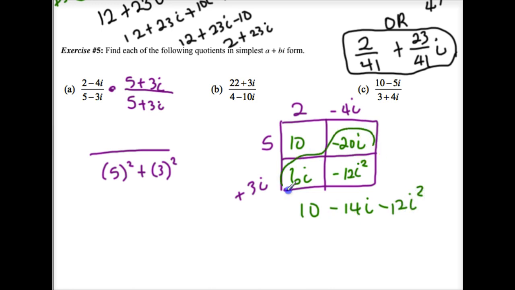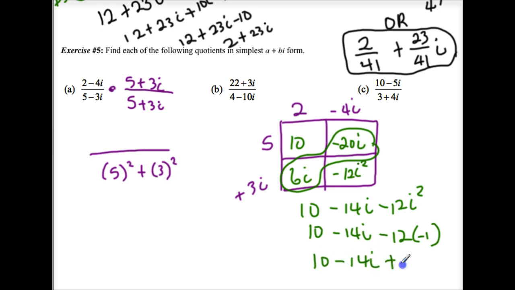These are my like terms, remember that. 10 take away 14i minus 12 times negative 1. 10 take away 14i plus 12. This works out 10 plus 12 is 22 minus 14i. So my top works out to be 22 minus 14i.